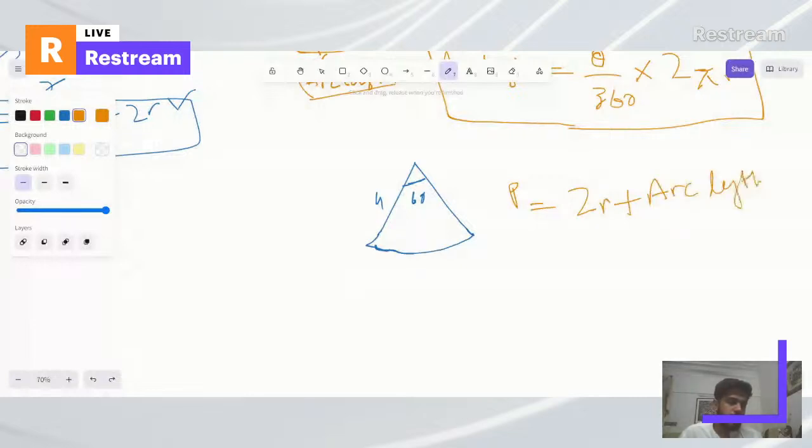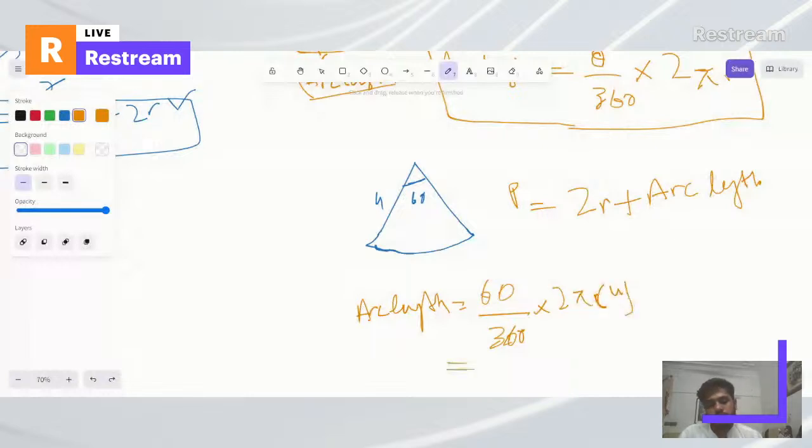Now, for that we need the arc length, so let's find out the arc length first. It's going to be 60 divided by 360, multiplied by 2 pi r. The value of r is 4. So it's going to be 60 divided by 360, multiplied by 2 times pi times 4. So it's going to be 4.2. So the arc length is 4.2.